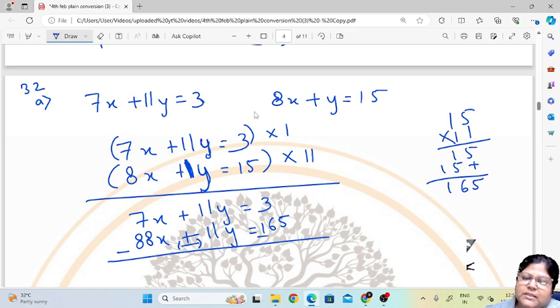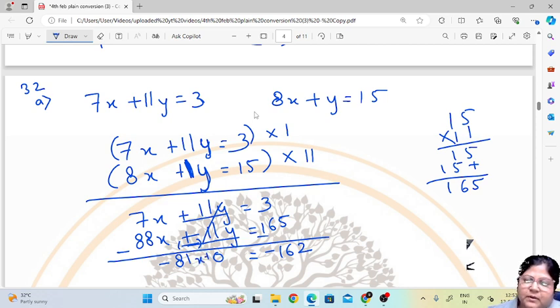Okay, tell me what is 3 minus 165? It is minus 162. Plus 11y minus 11y makes it 0. Then 7x minus 88x makes it minus 81x.